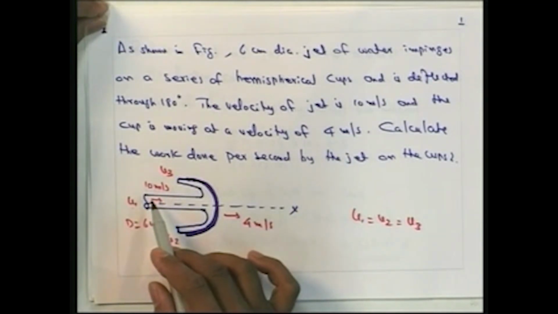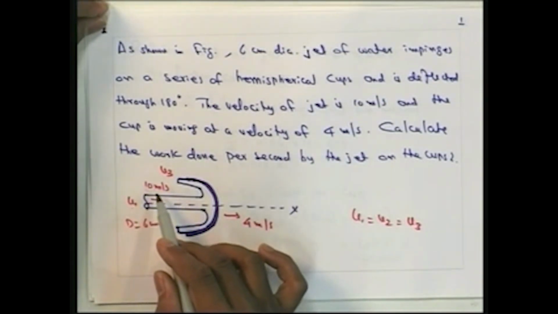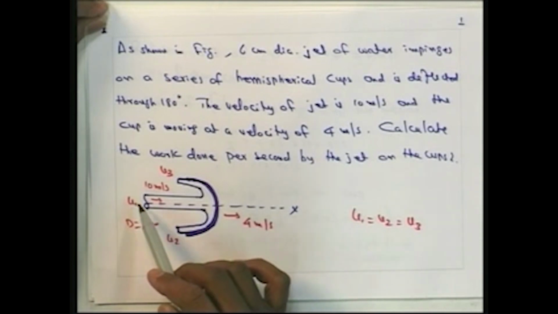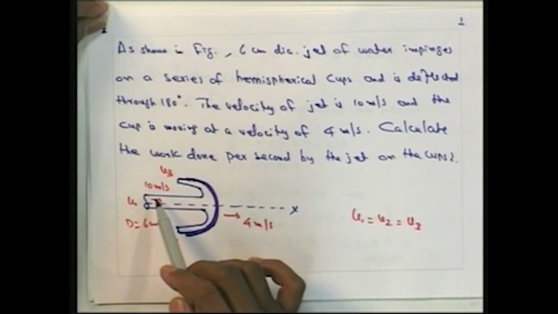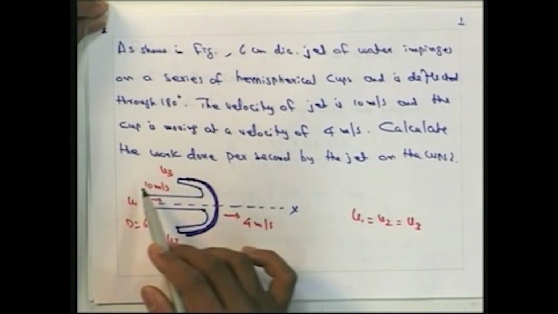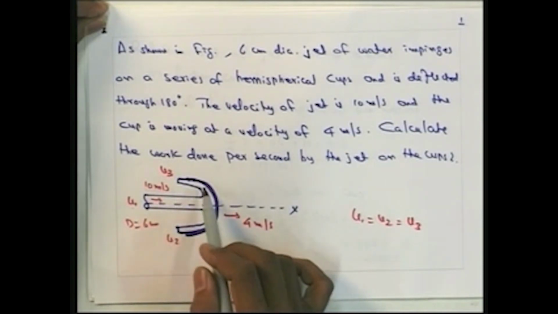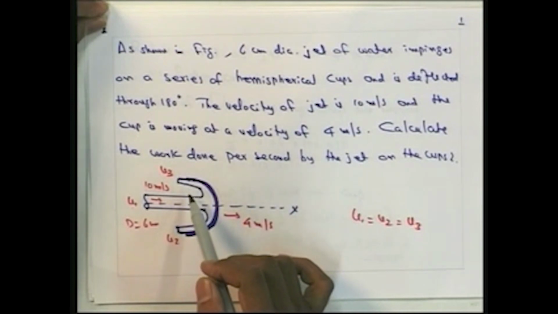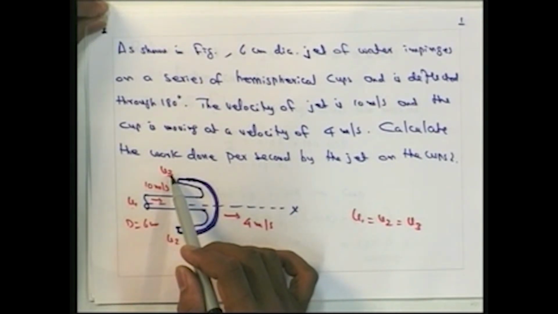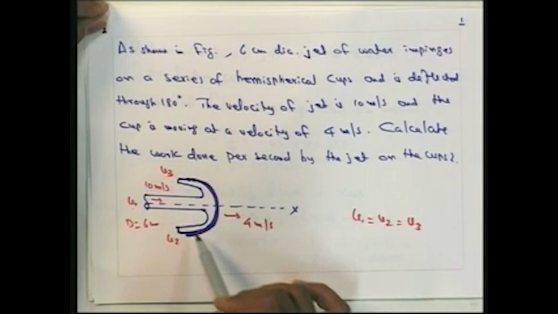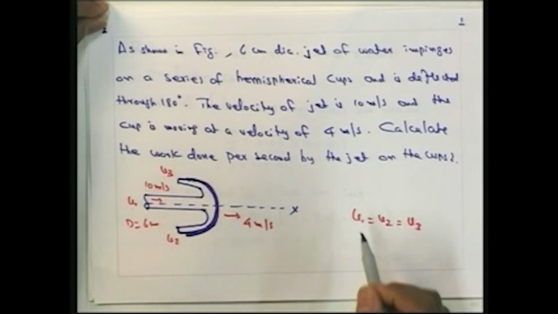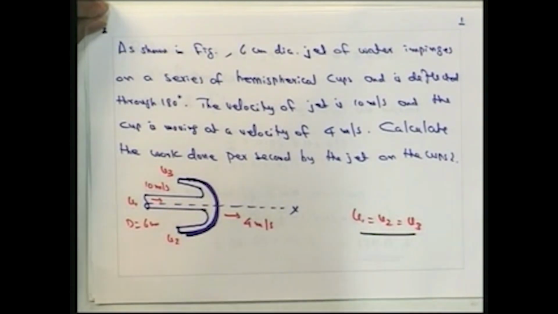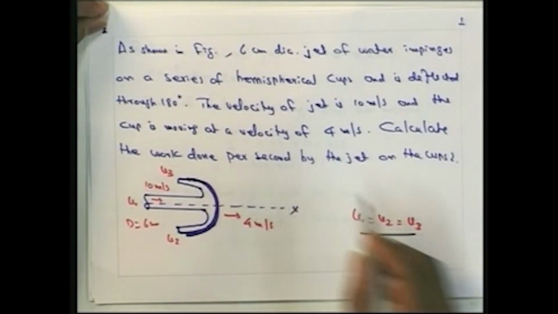The jet velocity is 10 meters per second, and if u1 is the jet velocity, then after the jet reaches the cup, it will be deflecting at 180 degrees. So, u3 is the velocity in this direction and u2 is in the other, downward direction. Since we consider atmospheric pressure here, u1 is equal to u2 is equal to u3 for this particular problem.